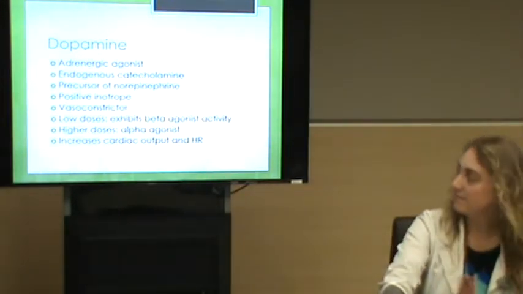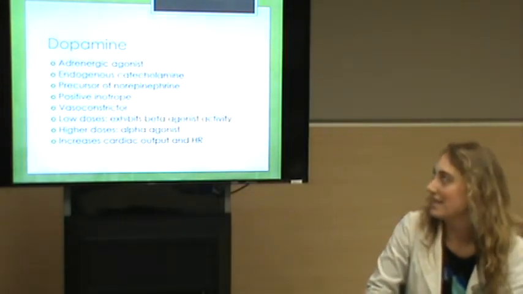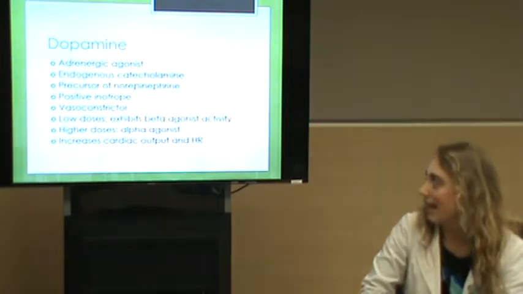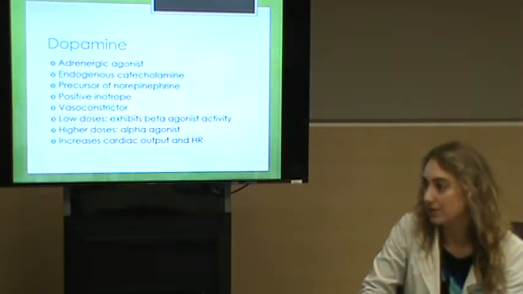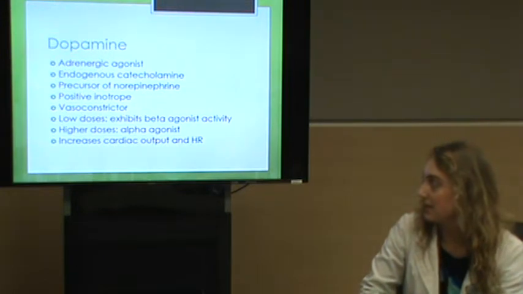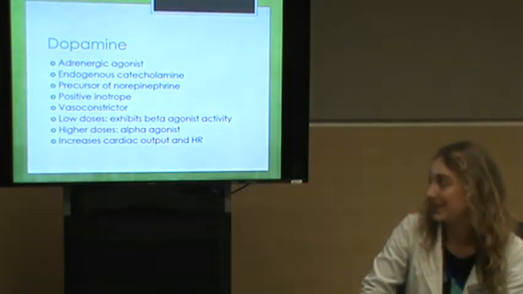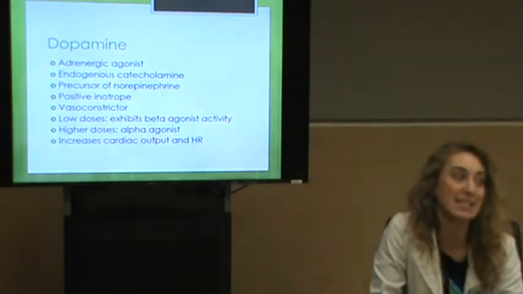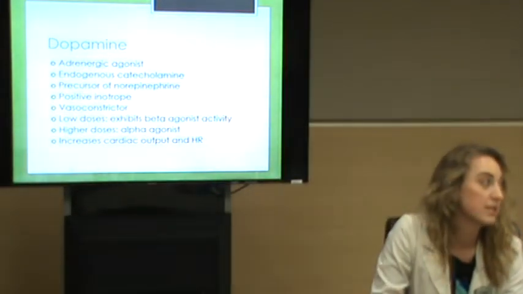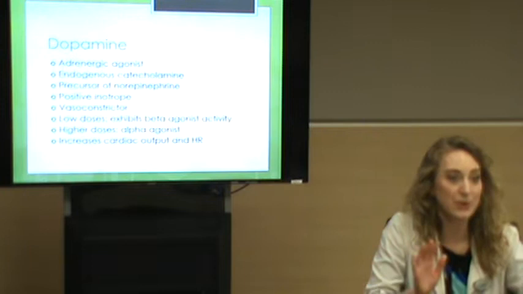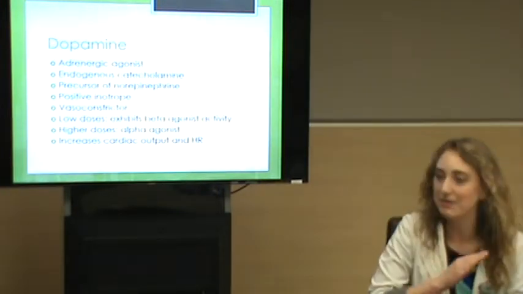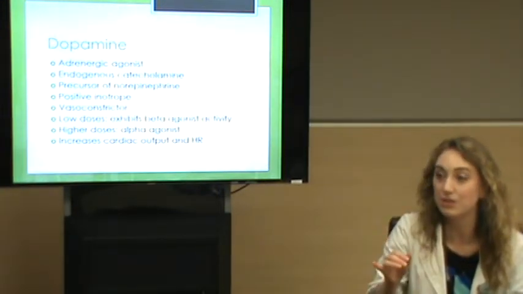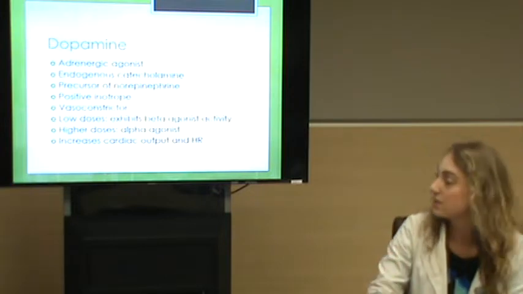For dopamine, it's our next one up. It is an adrenergic agonist. It is a catecholamine. It is a precursor to Levophed, and it is a positive inotrope and a vasoconstrictor. It does a lot of things, but the most important thing to know about dopamine is that it has dose-dependent effects. So depending on whether you start low or in the middle or at high, you'll have a different action of the drug, and it's almost as though you've completely switched medications.